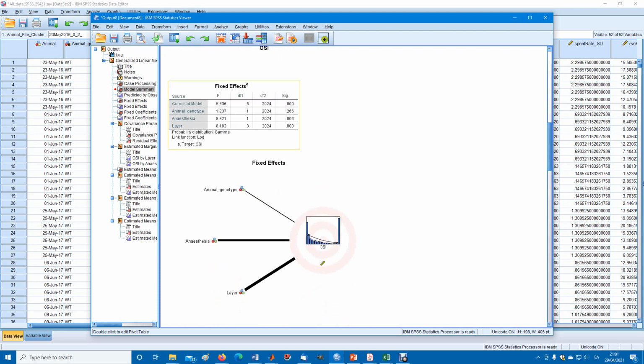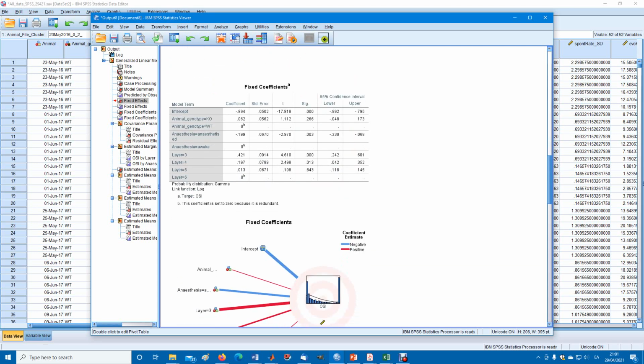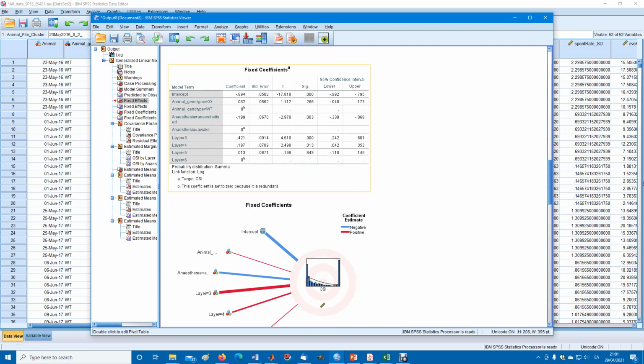And the fixed effects, those 3, animal genotype, anesthesia, and layer, 2 of them are significant: the anesthesia and layer. And here, the boldness of these lines shows which effects were the strongest. So layer was stronger than anesthesia, which was stronger than animal genotype. Then over here we have the individual levels of the 3 factors. So we have the 2 levels of genotype, and you only have one comparison. It applies to the other one.